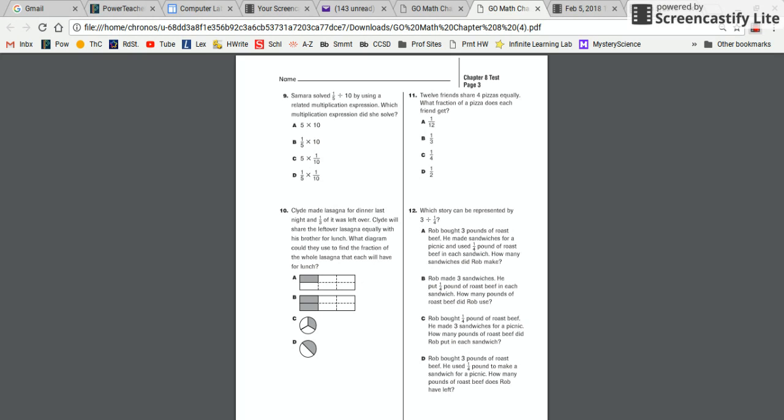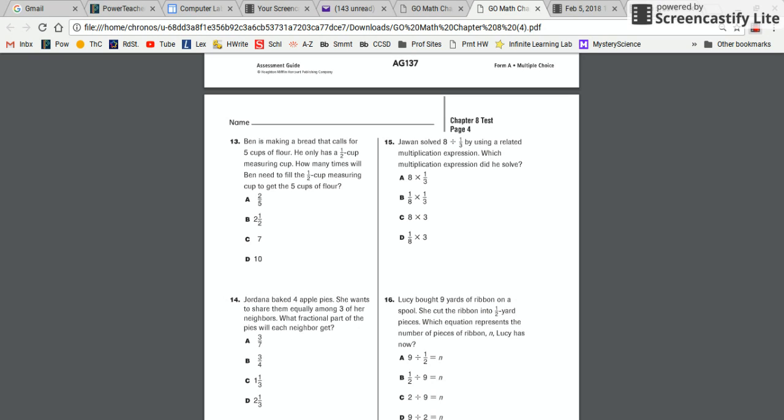C. Rob bought 1/4 pound of roast beef. He made 3 sandwiches for a picnic. How many pounds of roast beef did Rob put in each sandwich? D. Rob bought 3 pounds of roast beef. He used 1/4 pound to make a sandwich for a picnic. How many pounds of roast beef does Rob have left?